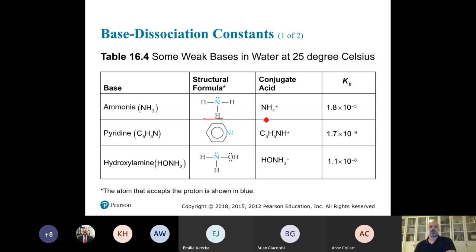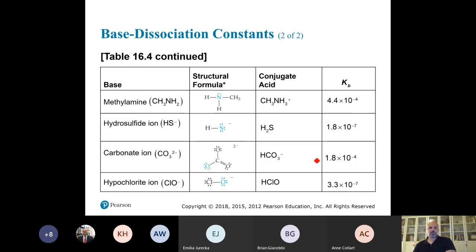Ammonia forms the conjugate acid ammonium. Pyridine forms the conjugate acid pyridinium. They don't draw it out for you, but it looks just like this. It's just protonated. It's just a protonated pyridine nitrogen. Hydroxylamine is another one here. There are some more examples on the next slide. The only difference between ammonia and methylamine is a CH3 in place of the hydrogen. So just become familiar with this.